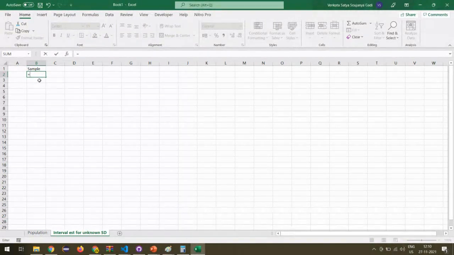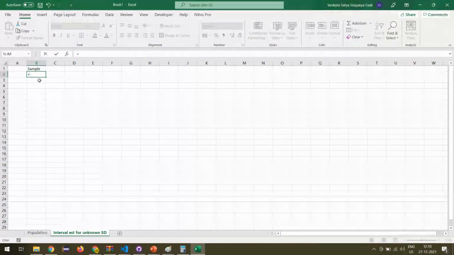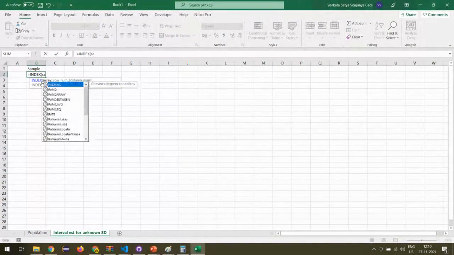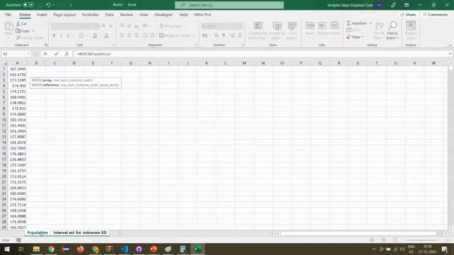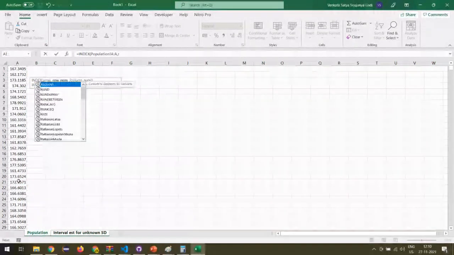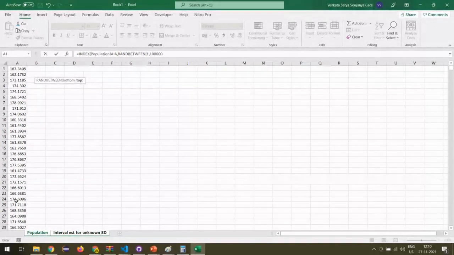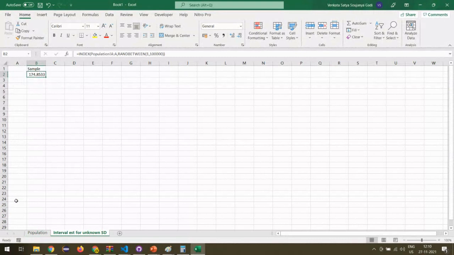So we take it. Index. This is the array, and in between 100,000 we take 10 samples. 10 samples, right? We calculate the mean.